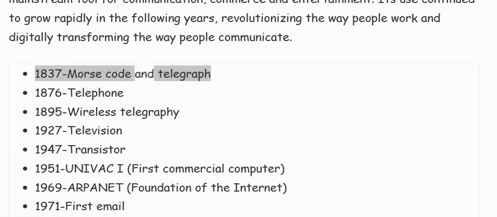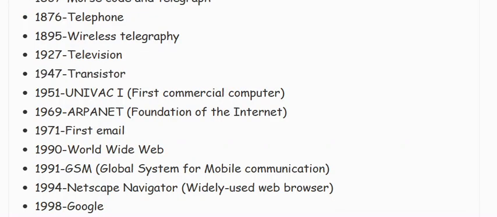1837, Morse code and telegraph. 1876, telephone. 1895, wireless telegraphy. 1927, television. 1947, transistor. 1951, UNIVAC, first commercial computer. 1969, ARPANET, foundation of the Internet. 1971, first email.